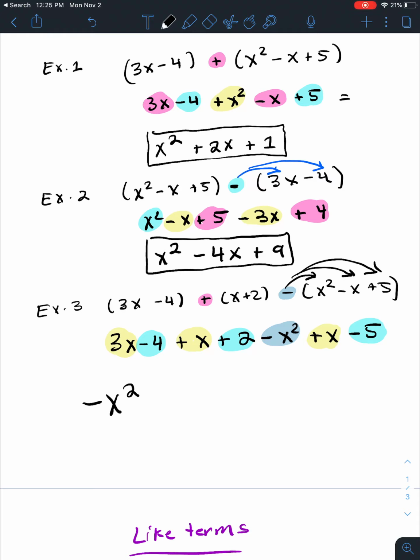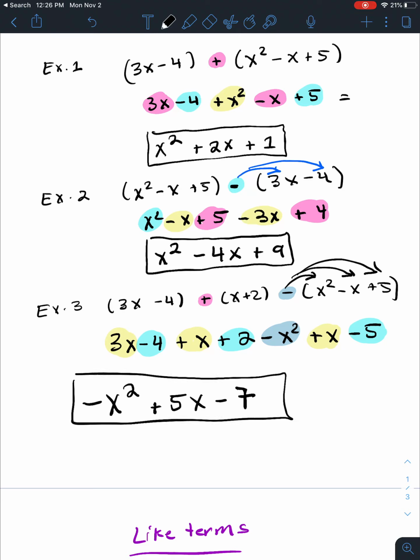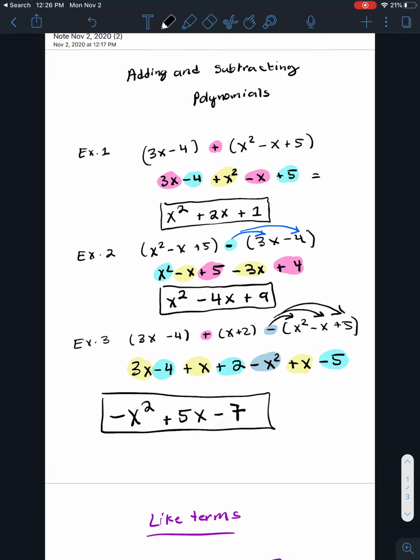Then I have 3x plus x, which is 4x, 4x plus x, which is 5x. Then I have negative 4 plus 2, which is negative 2. Then I have negative 2 minus 5, which is minus 7. And negative 4 plus 2, once again, double check, negative 2. Negative 2 minus 5, negative 7. All right, I am happy. That is it for adding and subtracting polynomials.